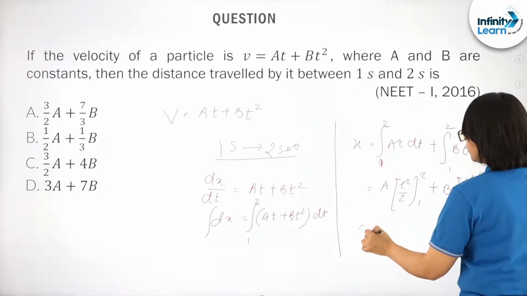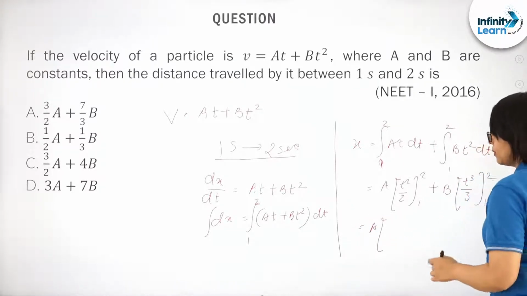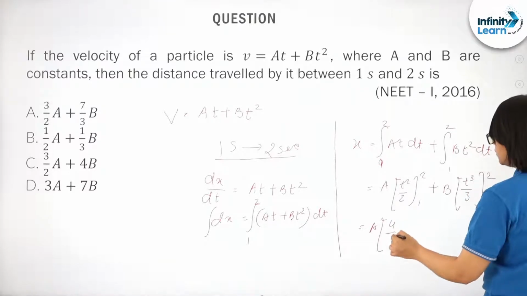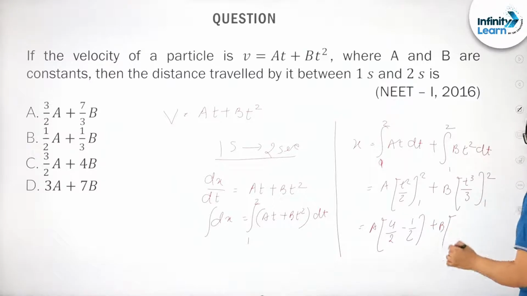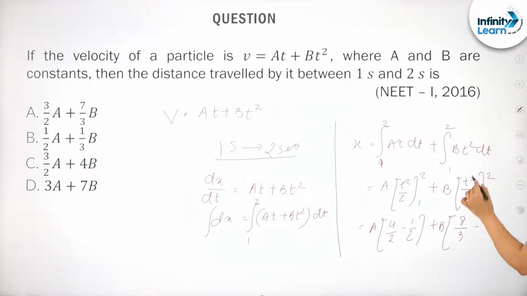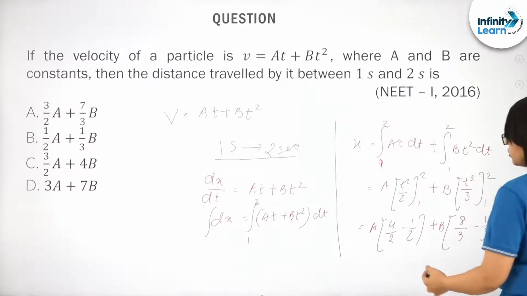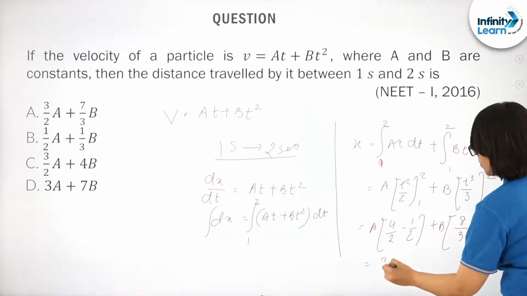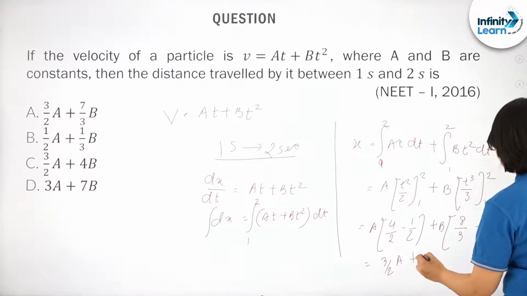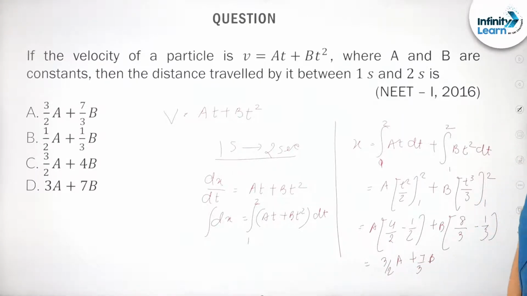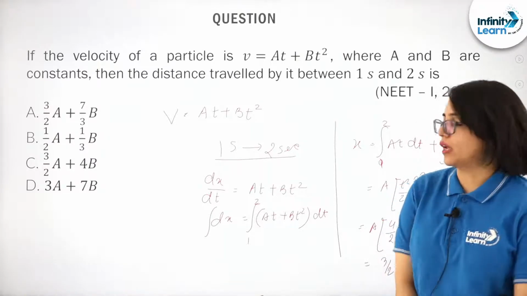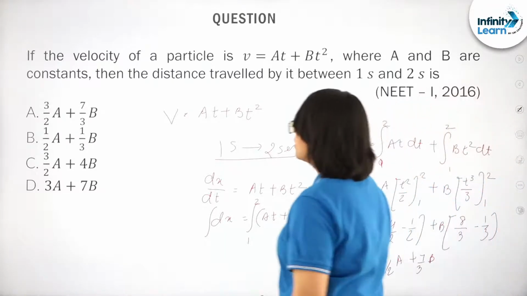Let's put the value of upper limit and lower limit. So it will be 2 square, that is 4 by 2, minus 1 square, that is 1 by 2, plus b times 2 cube, that is 8 by 3, minus 1 cube by 3, so it is 1 by 3. So it will be 3 by 2 a plus 7 by 3 b. 3 by 2 a plus 7 by 3 b is the value of x, which is option A, right?